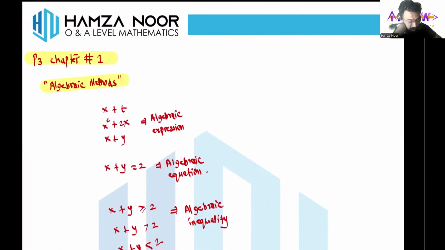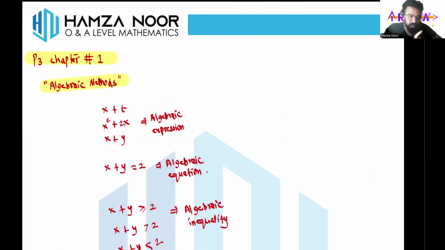First of all, if I have mentioned something like this, x plus t, okay, so this is basically called an algebraic expression. Agreed? x plus t, or let's say x plus 2, or let's say x square plus 2x, or let's say x plus y. So these are the examples of algebraic expression.